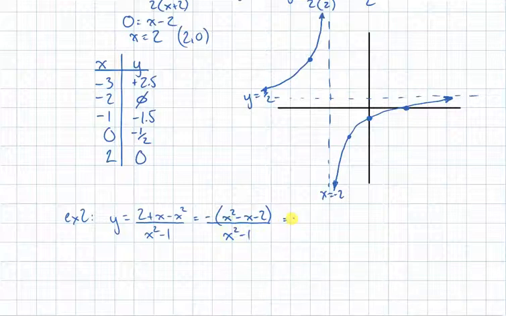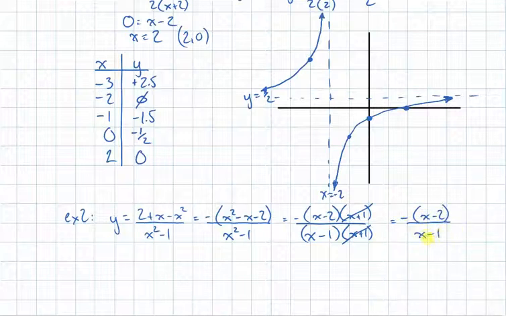The numerator is going to be factorable into x minus 2, x plus 1, and the denominator into x minus 1, x plus 1. So you'll notice that I have a common binomial factor that I can cancel. So this function is equivalent to negative bracket x minus 2 over x minus 1. Now, that's a simplified rational function. It's not virtually identical to the original one. The original one was a quotient of quadratics. This is a quotient of linear functions.